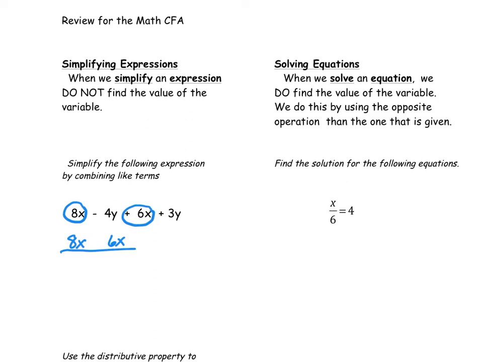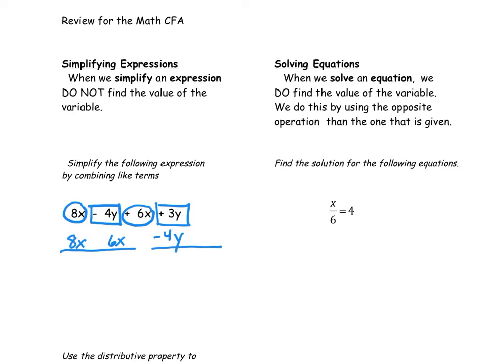So next, I'm going to gather up the terms that have a y in them. And there's two terms, but it's very important that I take the sign in front of the term with it. So I have a negative 4y and a positive 3y. So those are going to go on a separate line because I want to signify these are different sets of like terms. I have x terms, and now I'm going to have y terms.